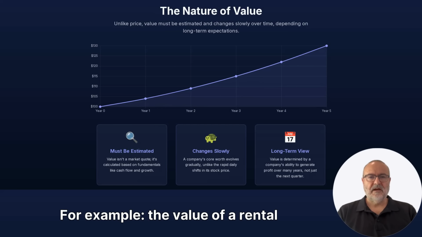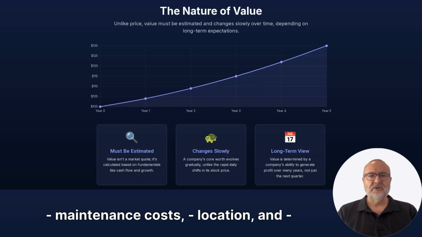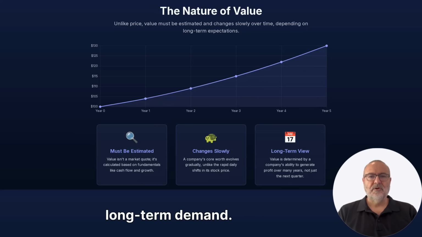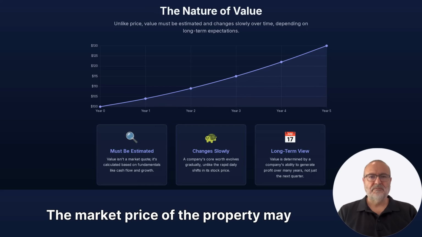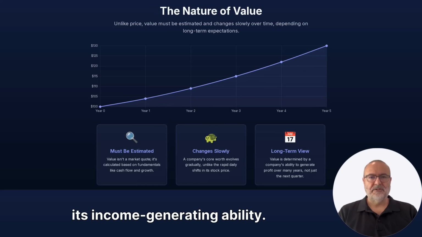For example, the value of a rental property depends on expected rental income, maintenance costs, location, and long-term demand. The market price of the property may fluctuate, but its value is driven by its income-generating ability.